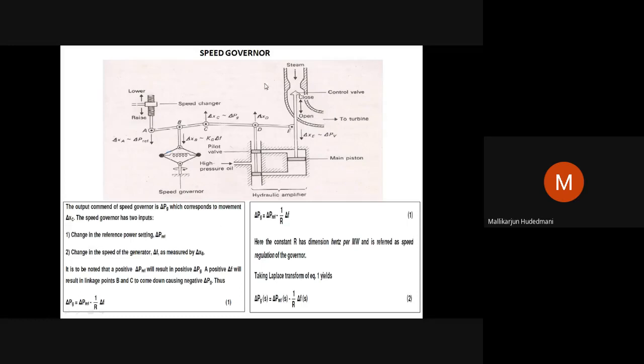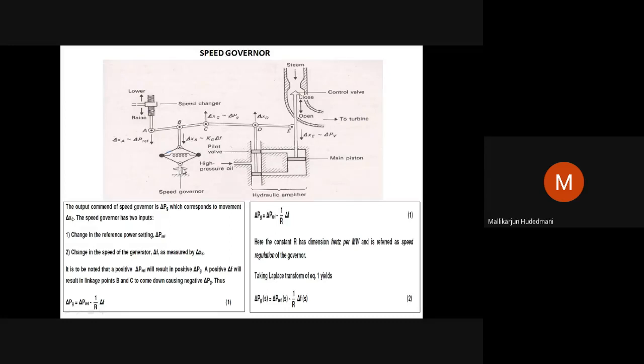The change in output of the governor is possible by the reference point. I can change the controlling of this valve directly this way. That's called reference point changing. The other is that the speed of the governor can change.